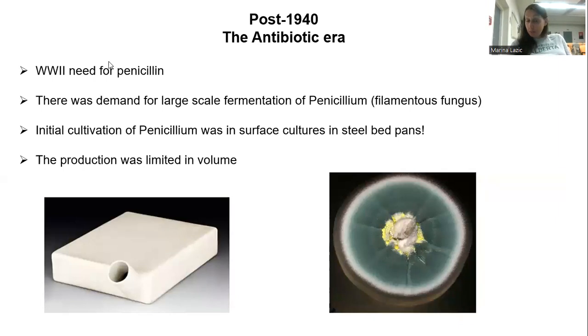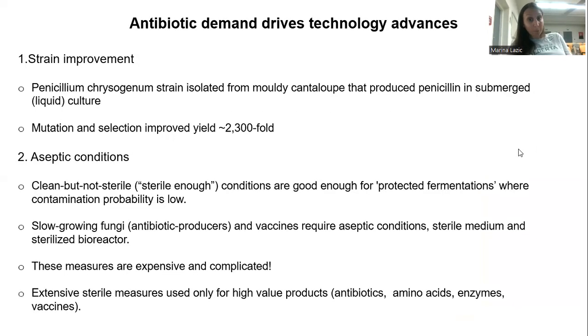So after 1940, that was the antibiotic period. There was a need for the penicillin antibiotic in the Second World War, and there was demand for large-scale fermentation of this antibiotic, which is made by a filamentous fungus that is shown here in the picture. Initial cultivation of Penicillium fungus was in surface culture in steel bed pans. That is some sort of fermenter. Well, not really a fermenter, but it is a bioreactor. The production, though, was limited in volume.